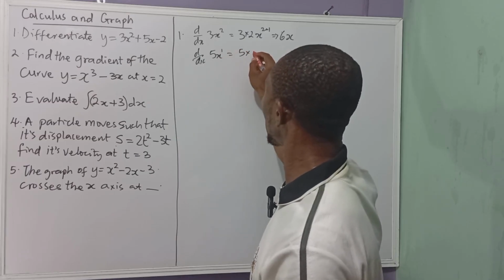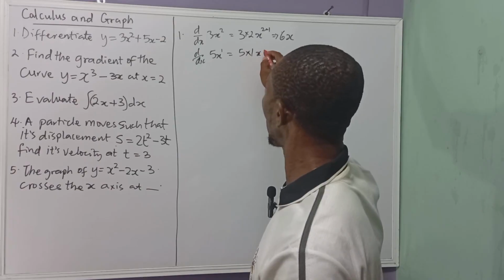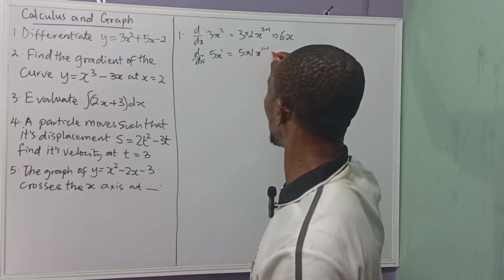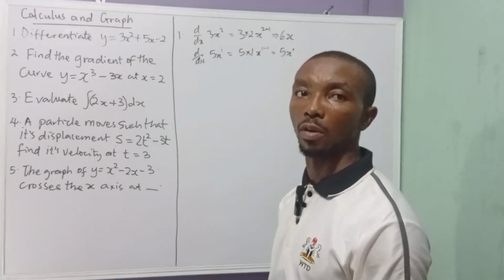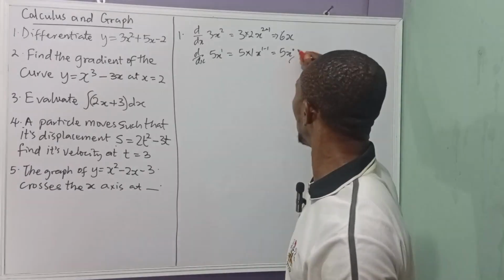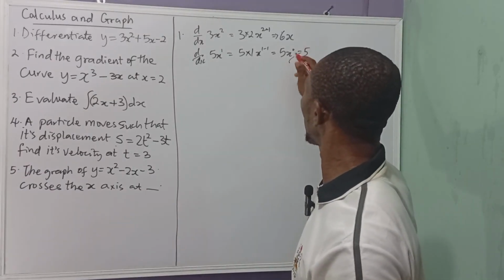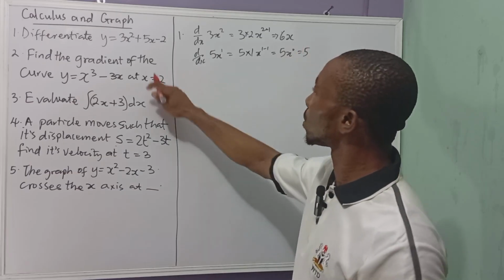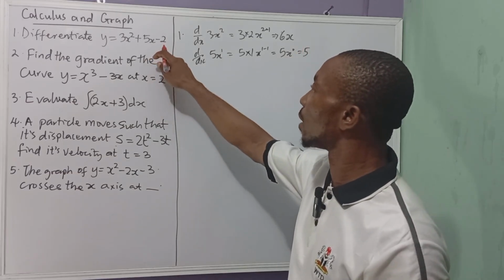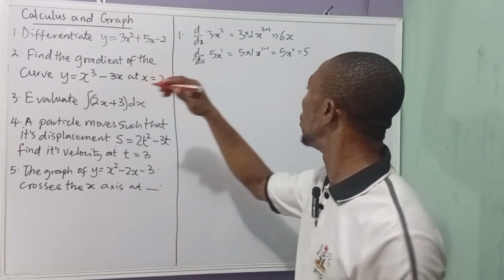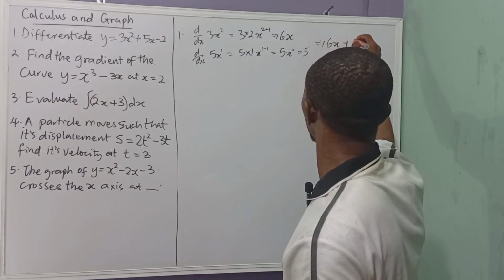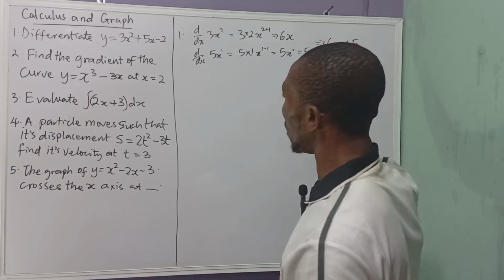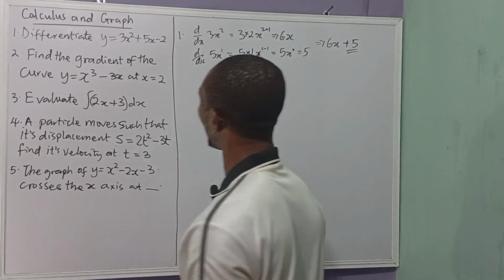And for our 5x, the power is 1. So 5 times 1, x raised to power 1 minus 1, which gives us 5x raised to power 0. And we know that anything raised to power 0 is 1. So this gives us 5. Since the constant has no x, it becomes 0. So adding these together gives us 6x plus 5. With this, we've differentiated our first question.